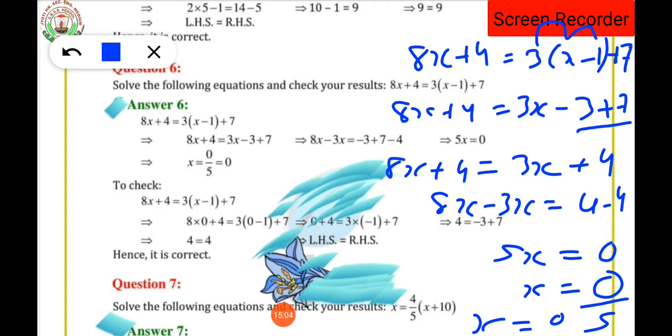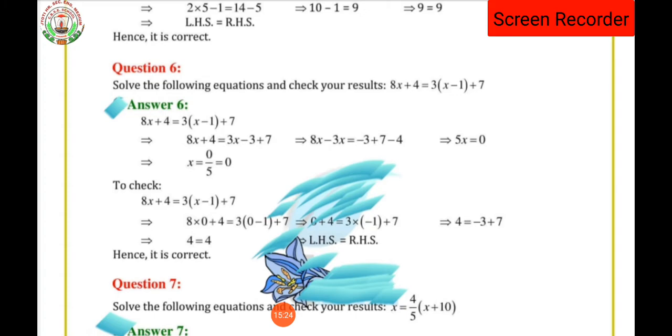After solving this, what we have to do is, we have to put the value of x is equal to 0 in the equation, that is 8x plus 4 is equal to 3x minus 1 plus 7. Here we have to substitute the value. Now let's see how to substitute and get the value of x. Clear?